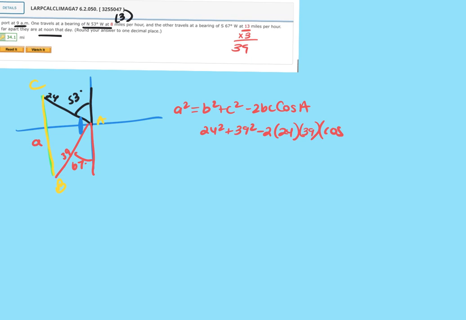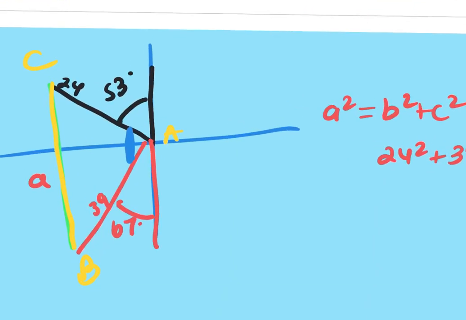How do I find it? Good. All 3 of these form a line, right? So if all 3 of them form a line, then 180 minus 53 minus 67 is 60 degrees. Now you have the angle inside.